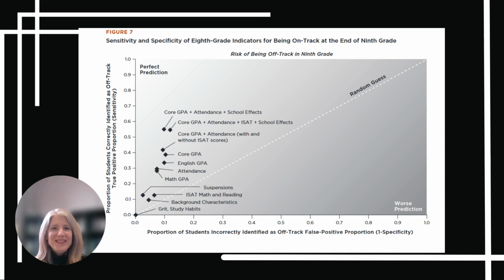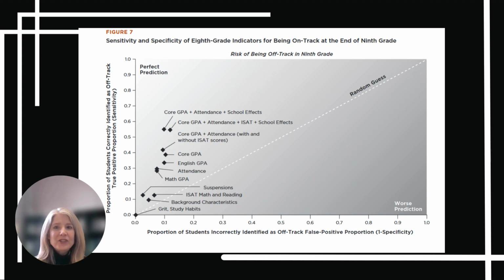For example, see the dot that represents students' core grade point average, their core GPA. If we use students' eighth grade core GPA to predict who will be off track in ninth grade, we'll identify 40% of the students that end up off track. That's what's shown on the vertical axis.